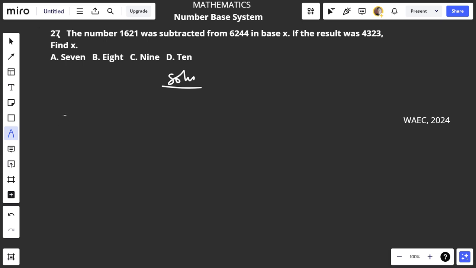So let's quickly do this. The secret to getting this one is converting each of these numbers to base 10. But first, let's write out this word problem in equation form. So this number was subtracted from this. So this one comes first.